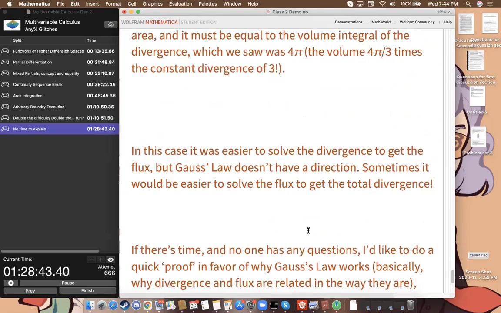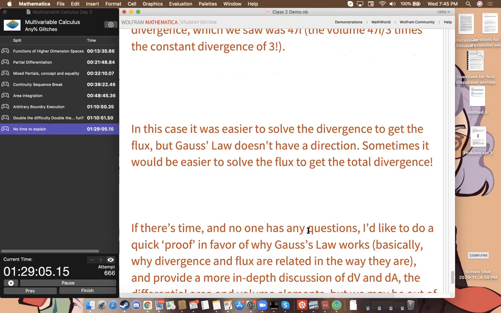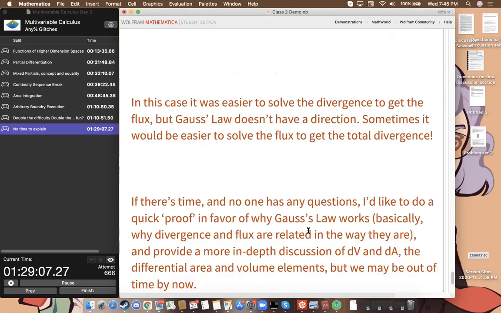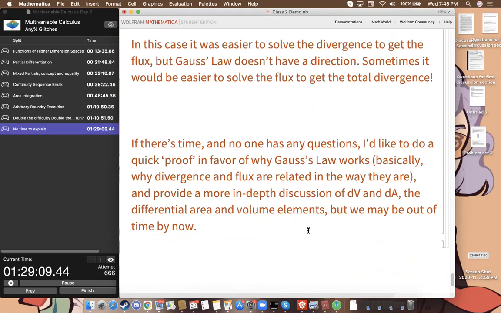So that's Gauss's law. In some cases, it's way easier to use divergence to calculate flux. And in some cases, as you'll see tomorrow, it's easier to use divergence to calculate flux as well. Often that's the easier direction. The volume integral of a divergence gives you the flux. Sometimes it's the other way: use the flux to get the volume integral of the divergence. And we're done. We move to any questions you may have.